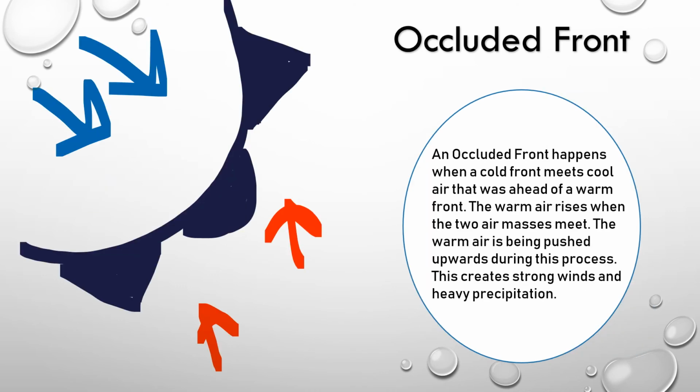And finally, the occluded front. An occluded front happens when a cold front meets cool air that is ahead of a warm front. The warm air rises when the two air masses meet. The warm air is being pushed upwards during this process. This creates strong winds and heavy precipitation. So this front would occur when we have thunderstorms. This can also create tornadoes.